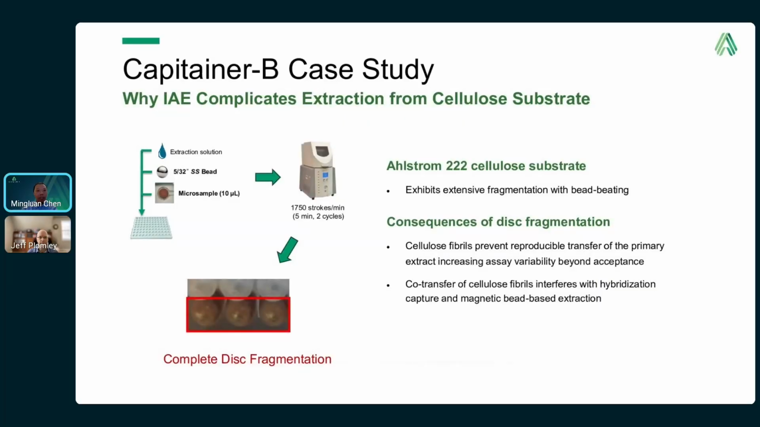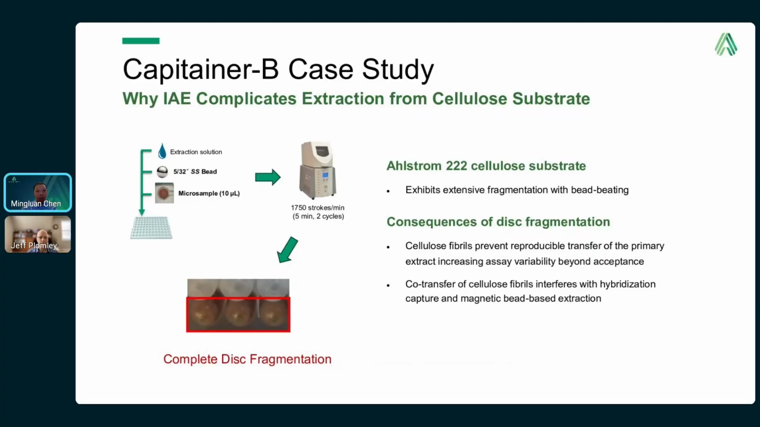Following the LC-MS configuration optimization, we evaluated whether impact-assisted extraction using stainless steel beads was suitable for the cellulose-based Capitainer B device. We can see here, after extraction, the cellulose disk was completely fragmented. While steel beads are effective for ASO desorption from Mitra, they are too aggressive for the cellulose substrate. As a result, the Mitra procedure does not translate directly to the Capitainer B and introduces several issues.